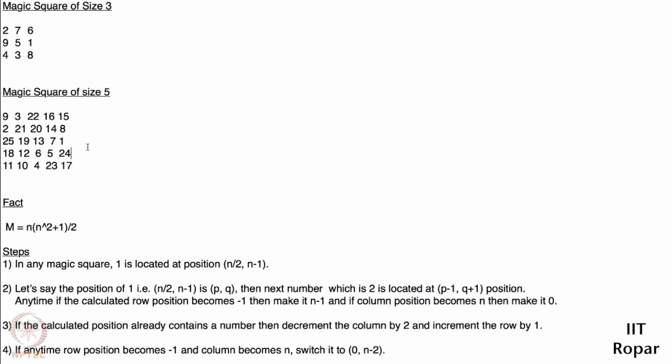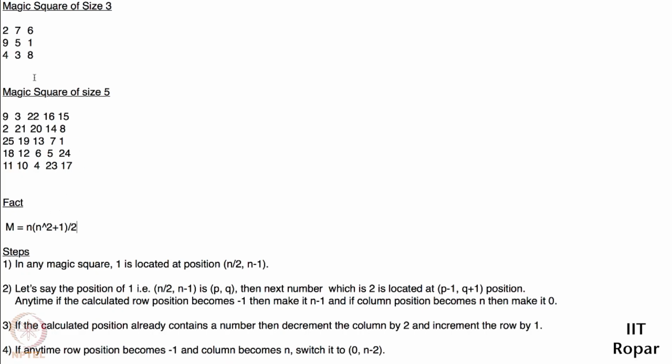Before we go on writing a program, let me tell you some facts. Fact number 1 is that for any n cross n magic square, the magic number is always n into (n squared plus 1) divided by 2. So let's say for a 3 cross 3 magic square, n becomes 3. 3 squared is 9, plus 1 is 10, divided by 2 is 5, and 5 into 3 is 15. So the magic number becomes 15. And for a magic square of size 5, n is 5, 5 squared is 25, plus 1 is 26, divided by 2 is 13, and 13 into 5 is 65. So we are going to use this fact.